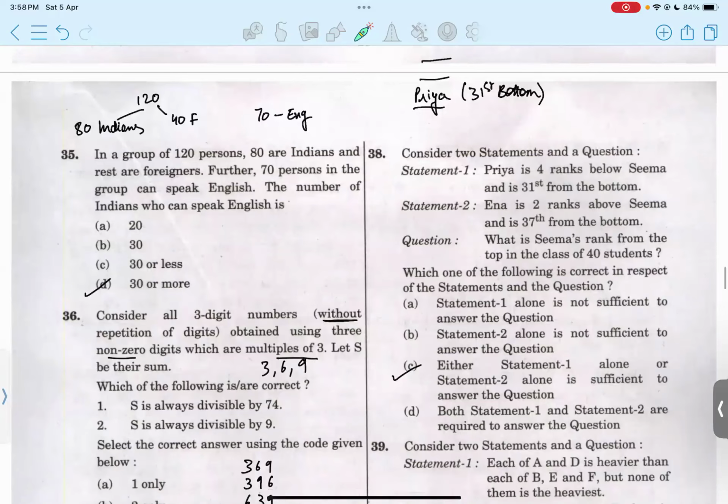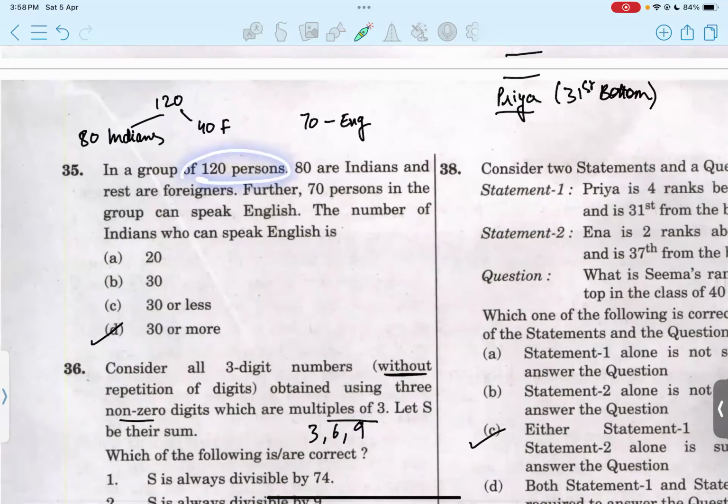In 35, the group of 120 persons are there. Out of them, 80 are Indians, so the rest, 40 left, are foreigners. So 70 persons can speak English. So the number of Indians who can speak English, what will it be? It will be 30 and more. How 30 and more? If you take the maximum, for example, if you assume that all 40 foreigners can speak English, we are left with 30 here. So 30 Indians. Now, when you start reducing, for example, if 39 foreigners, then Indians would become 31 who can speak English. So that is why 30 and more.